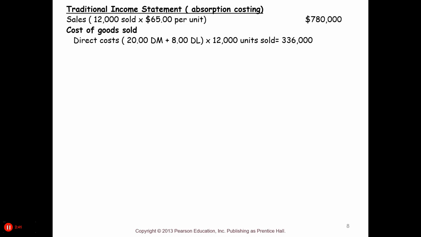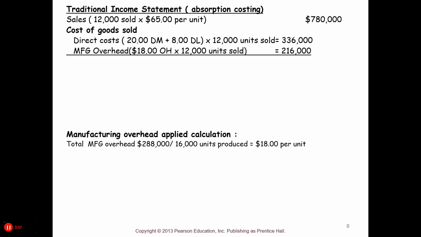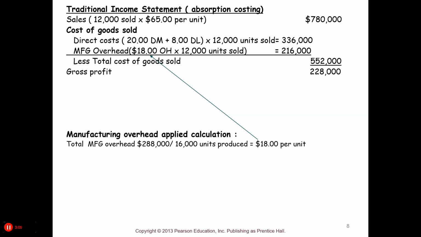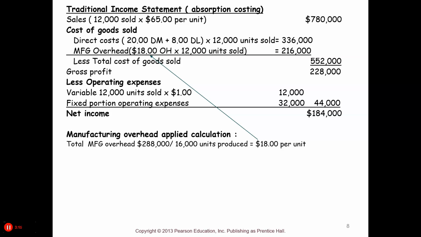The issue is the manufacturing overhead. We're going to do something we normally wouldn't do, which is take the total manufacturing cost and divide by the units produced. Remember, it's not sold, it's units produced. And we get $18 per unit, where they're going to take that times the units sold to get our cost of goods sold. And we're going to subtract that and get our gross profit. Then we're going to subtract variable costs in operations times units sold plus the fixed, and that tells us our net income is $184,000.